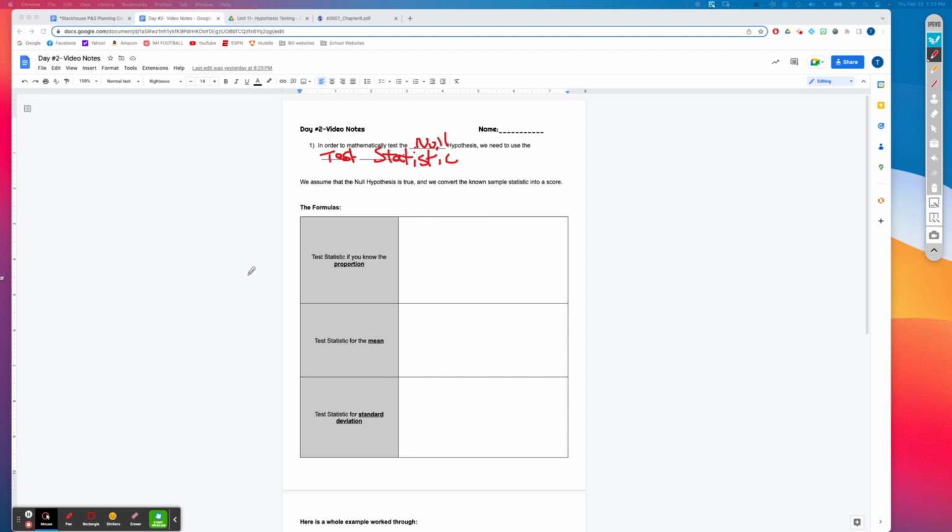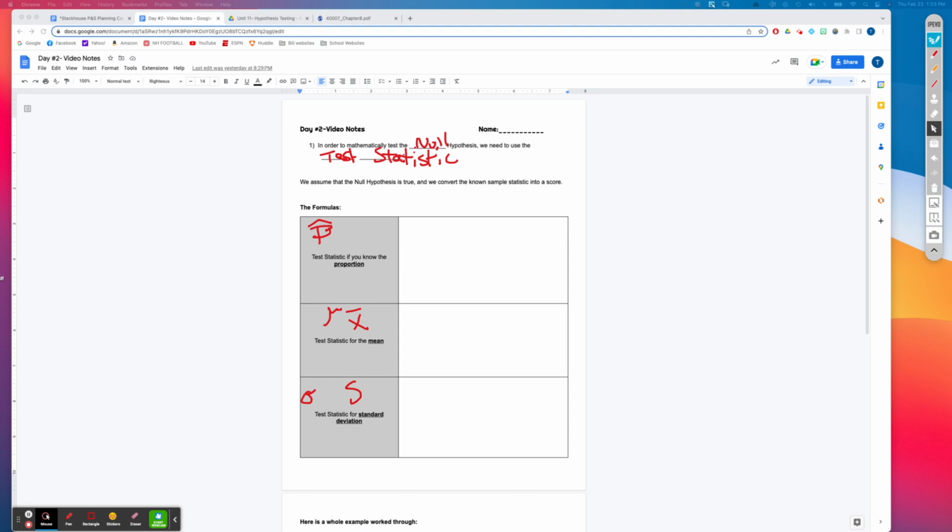It's all about what you're given in the problem. So sometimes we'll talk about proportions, which is p hat, right? That's the yeses or nos. Or the mean, which we often denote with mu or x bar, and standard deviation, which is sigma, or sometimes it's s, depending on what's known. I'm going to drag over the formulas just because that way they're a little bit neater.